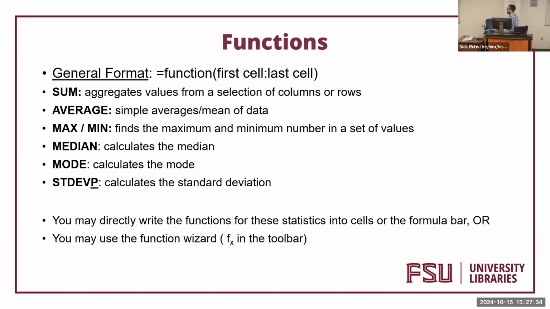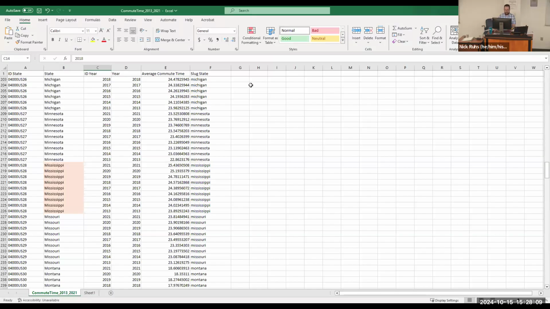AVERAGE allows us to calculate averages, the mean, and then there are several other different functions. You can write these functions directly into the cells or the formula bar, or use the function wizard as well, which lets you look up specific functions if you're unsure of what to use. So if we go into our cell to show what that looks like.